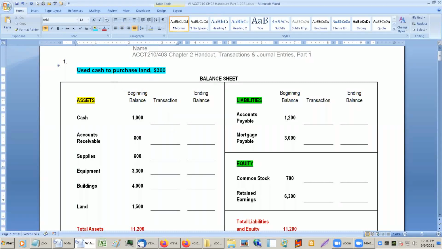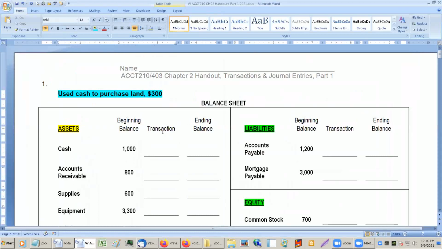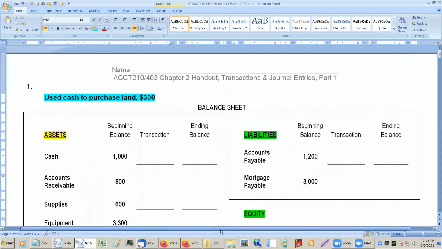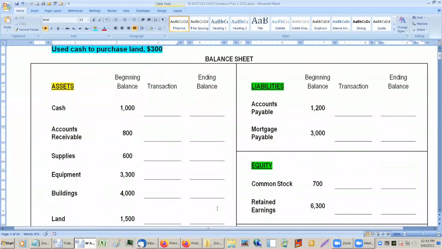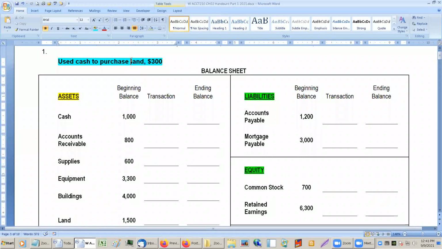Okay, so we use cash to purchase land. I wish this was bigger. I should probably redo this one. Okay, so we used cash to purchase land for $300. Right now, we know that this is going to change something in the balance sheet. Let's think about the cash for a minute. Do we still have $1,000 in cash? No, you got 700.